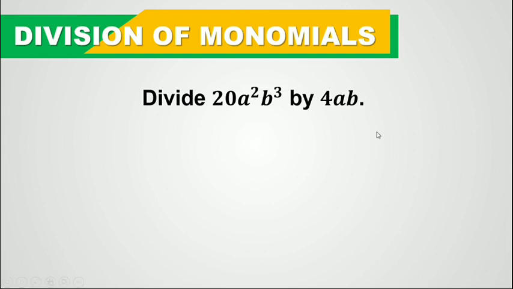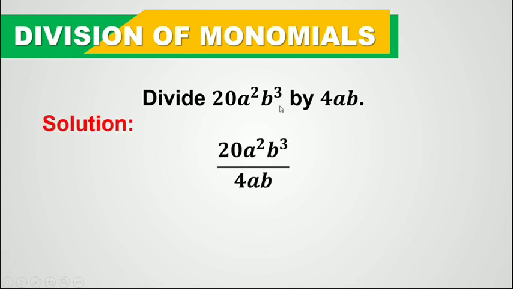So why am I calling this monomials? Because let's recall that when we talk about monomials, these are polynomials which only have one term. Just like 20a²b³ and 4ab, these two are monomials because they are one-termed polynomials. So we're just gonna divide them. All we need to do is divide the numerical coefficient of the dividend by the numerical coefficient of the divisor, as well as the variables of the dividend by the variables of the divisor.